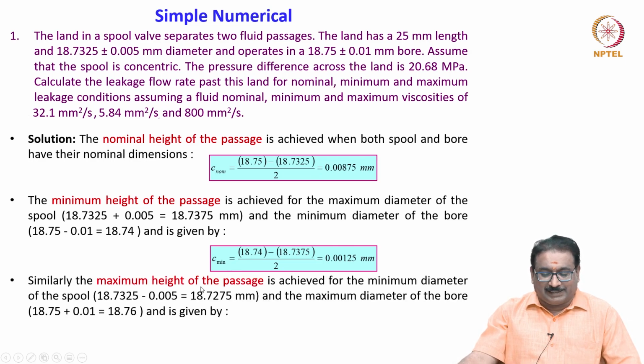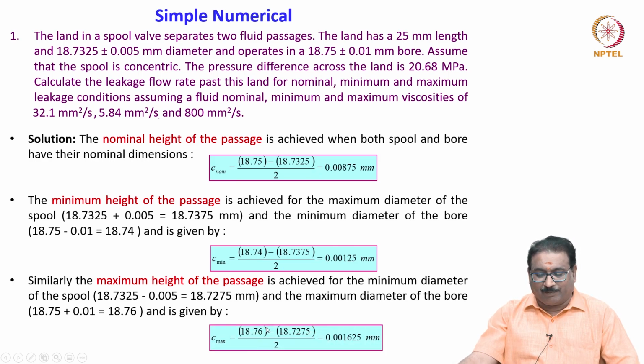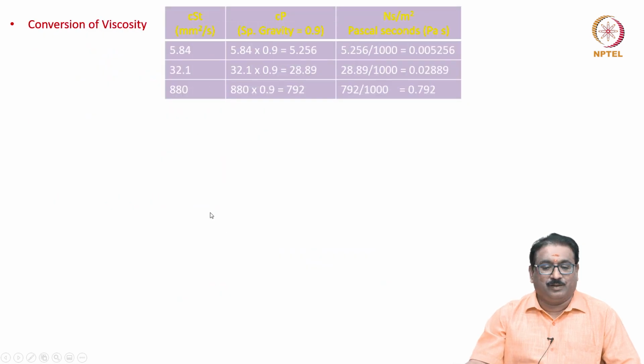What is that? The maximum height of the passage is achieved for the minimum diameter of the spool. The minimum diameter is the lower limit here, and the maximum diameter of the bore is 18.76, correct, minus 18.6825, divided by 2, because it is a clearance. This is given by 0.001625 mm.